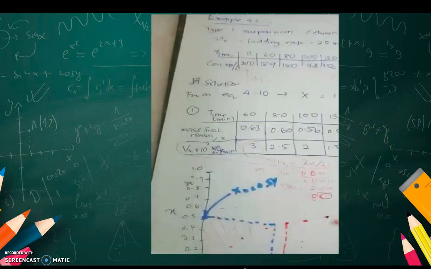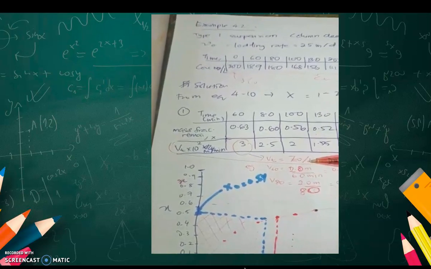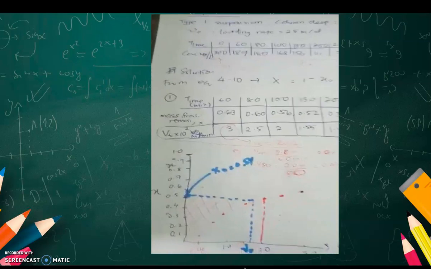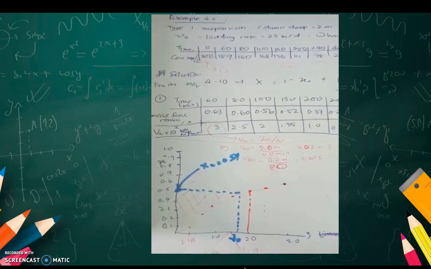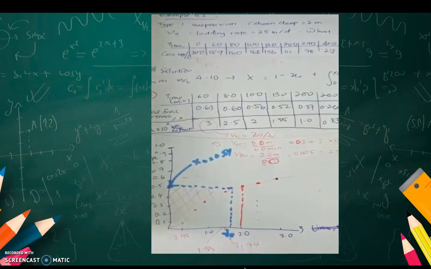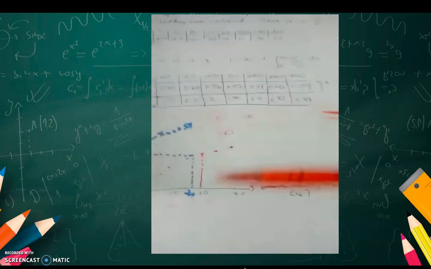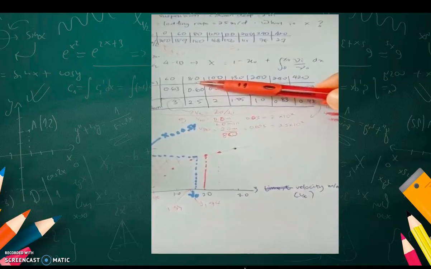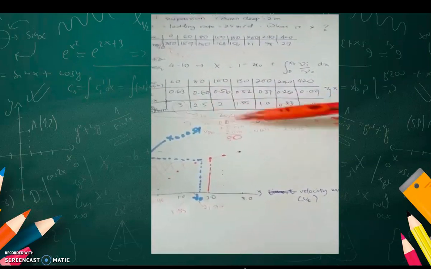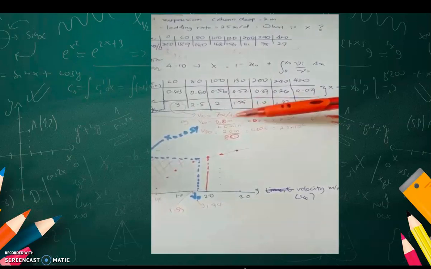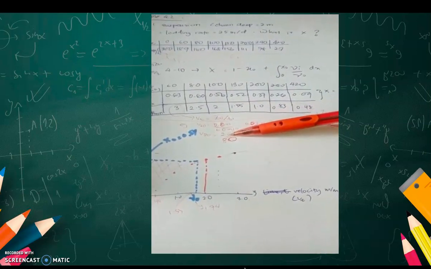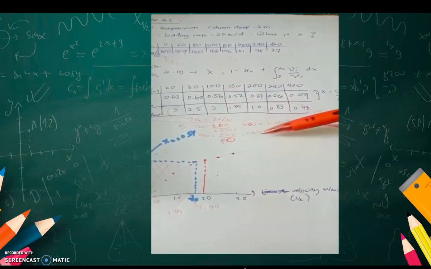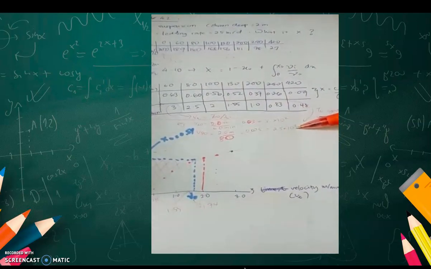So the velocity would be around 3 times 10 to the power of minus 2. The next example is v at 80 minutes. How we get 2.5 is again Z naught over t. Z naught is 2, the time is 80. So 2 over 80, we get 2.5 times 10 to the power of minus 2.